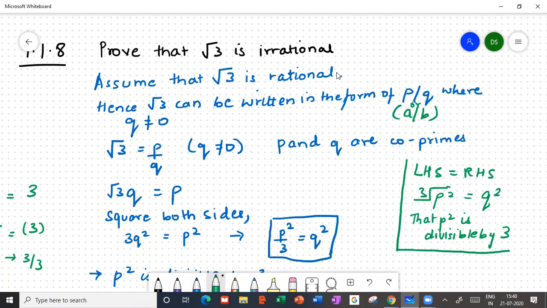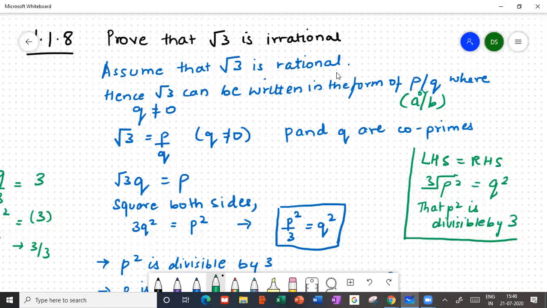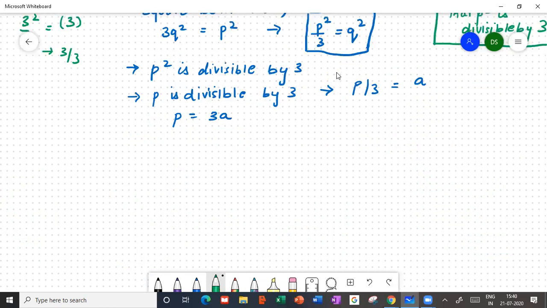Ma'am, is this the only method by which we can prove root 3 is irrational? Because last year also I remember there was this question. Oh, you had it last year? Yes, ma'am. Last year we put it in the form of p by q, or x by something, with non-terminating decimal expansions. Yes, you had decimal expansions, I guess, last year.